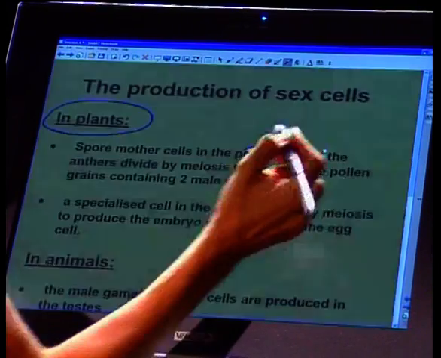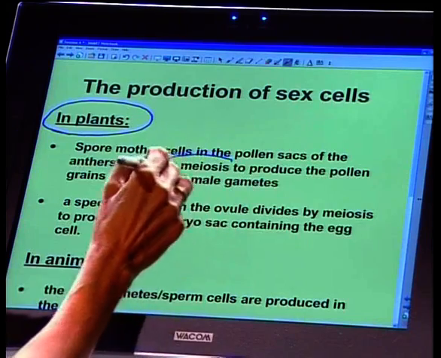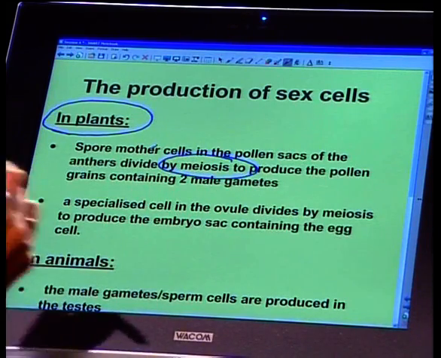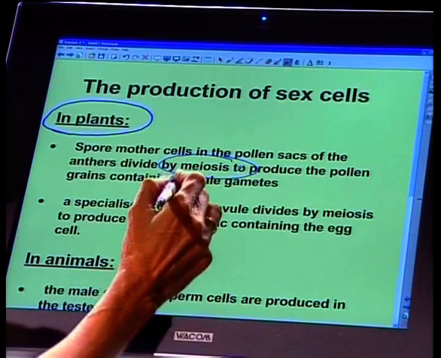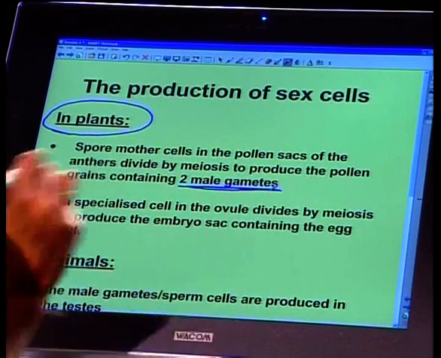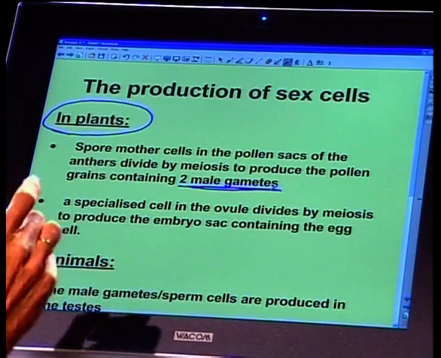All right, now let's see how on the ball you are. In the production of sex cells, in plants, so this is what we're looking at in plants, the spore mother cells, okay, in the pollen sacs, so it's in the pollen sacs of the anthers, are going to divide by what process? By meiosis, all right? And when they reproduce by meiosis, those pollen grains are going to contain 2 male gametes. 2 male gametes, all right?